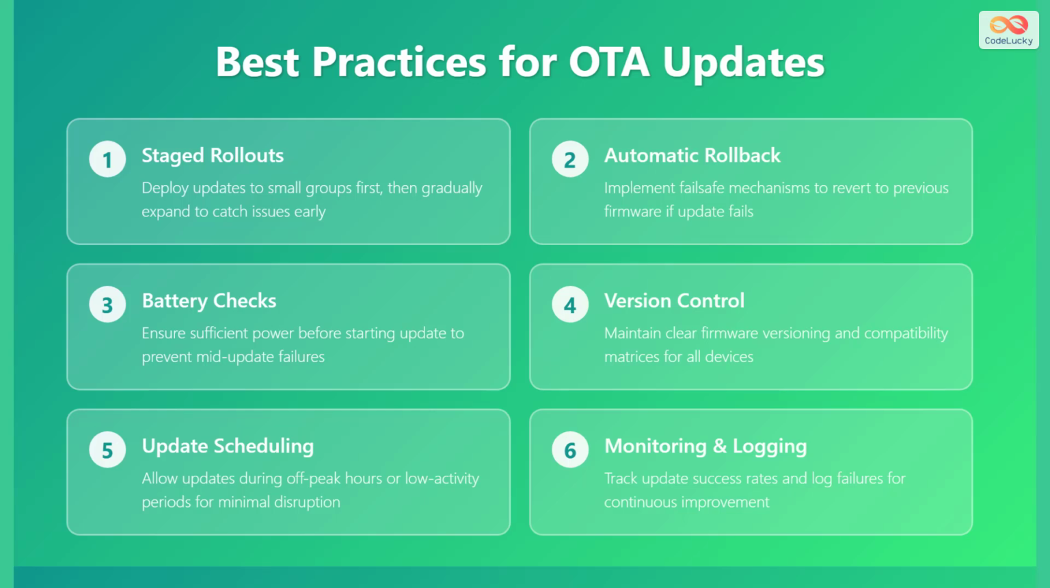Third, perform battery checks before updates. Ensure devices have sufficient power to complete the entire update process. Fourth, maintain clear version control with proper firmware versioning and compatibility matrices so you always know which updates work with which devices. Fifth, allow update scheduling so updates happen during off-peak hours or low-activity periods, minimizing disruption to device operations.